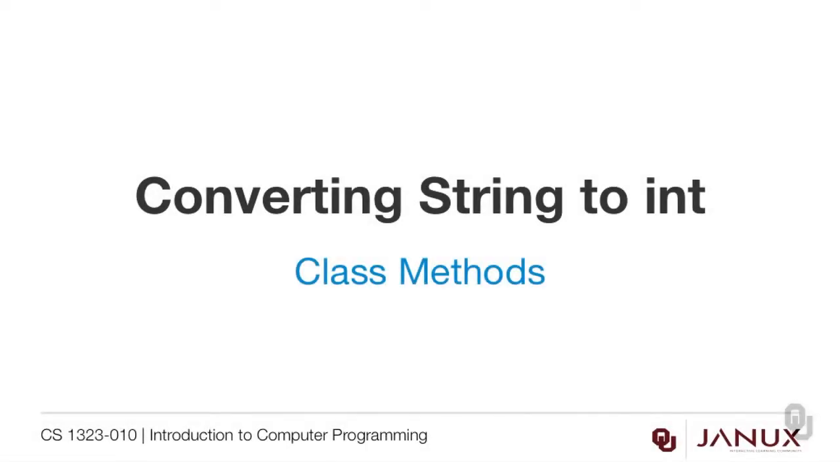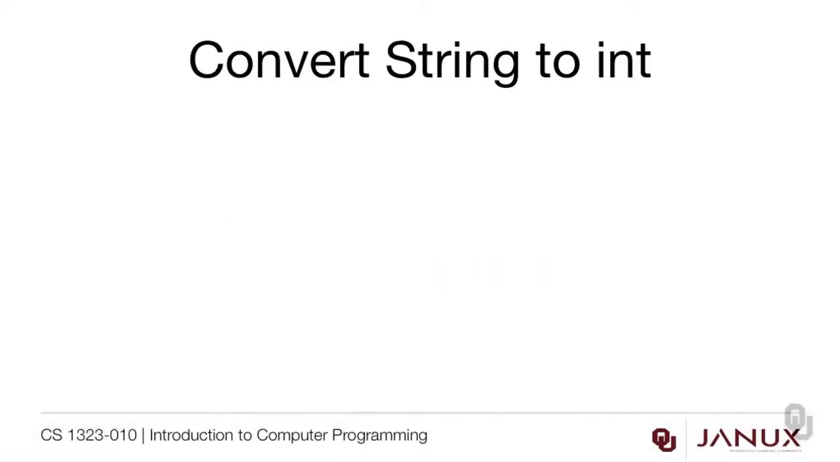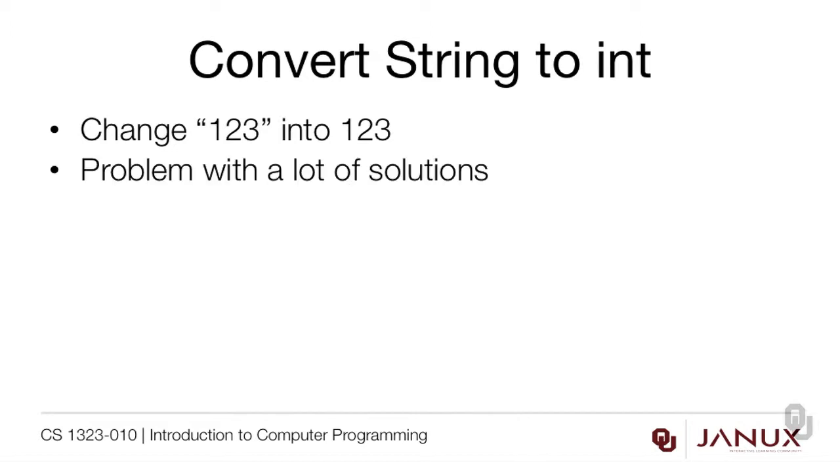Let's talk about how to convert strings to ints. So the problem we're looking at is changing the string "123", which has 3 characters in it, into the int 123. Now the difference between these two is very important to remember. Int is a primitive data type, string is an object type. These are very different types, and you can do different things with each.